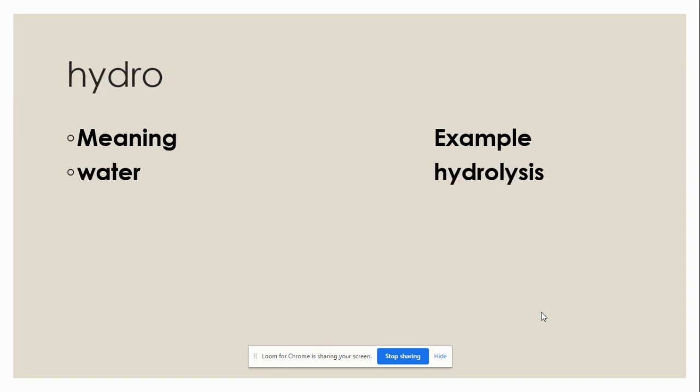And hydro is our last one. Hydro means water, so hydrolysis is just using water to break things apart. We talked about that back in chapter 3.